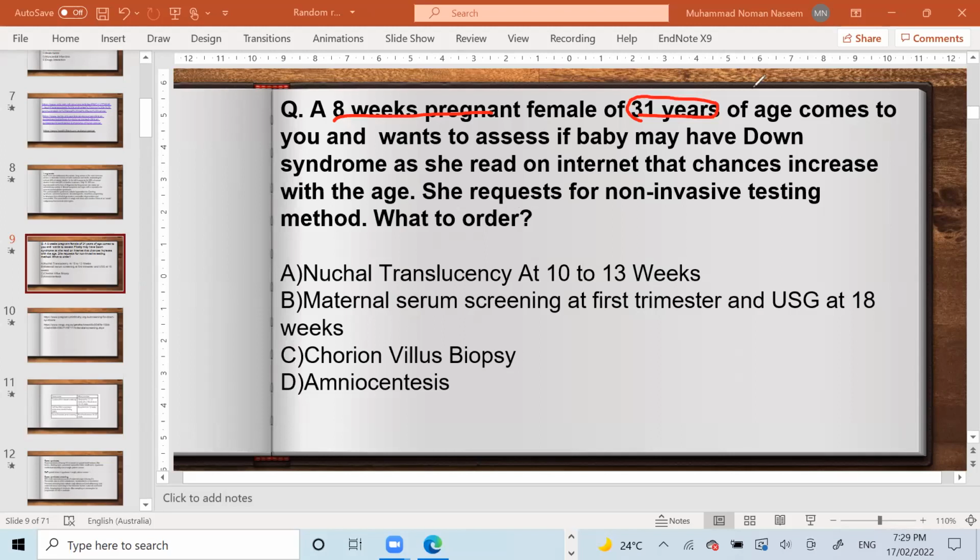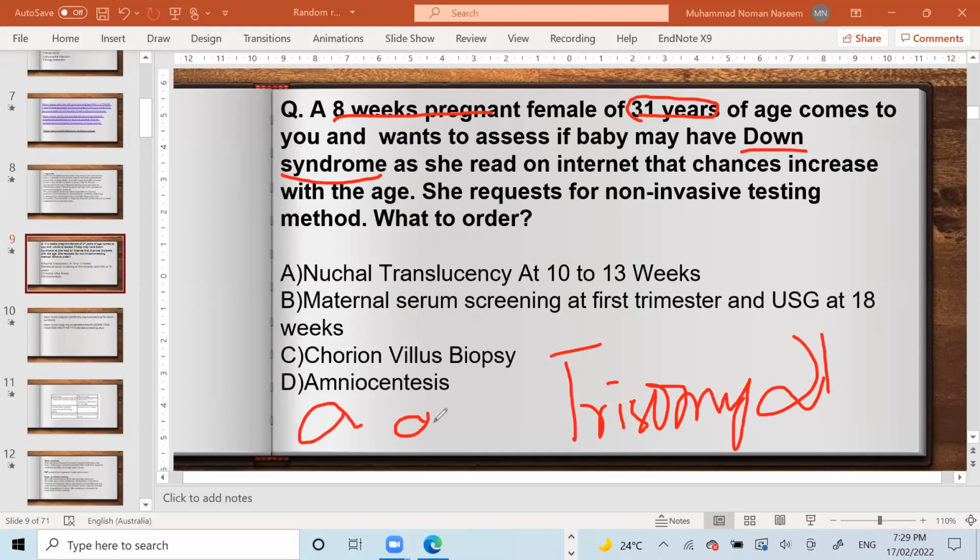Now we know that Down syndrome is a genetic disorder. It is trisomy 21, which is a non-disjunction trisomy. And the chances of Down syndrome increase with age. So it is directly proportional to age. If the age increases, the chances of having a Down syndrome baby increase. And they have devised a whole screening method in the first trimester and in the second trimester as well.